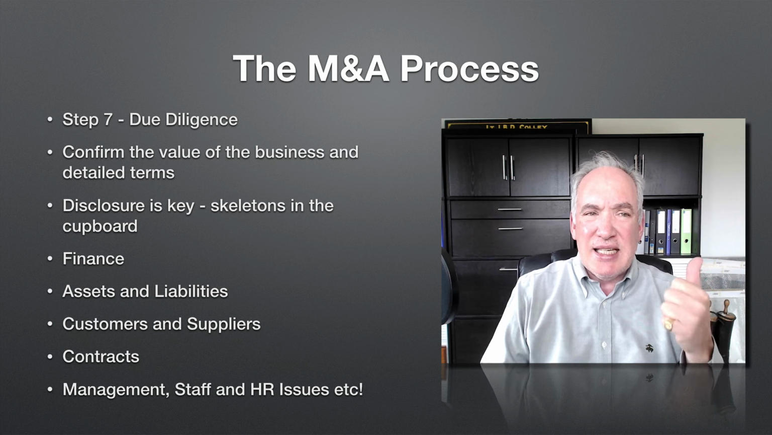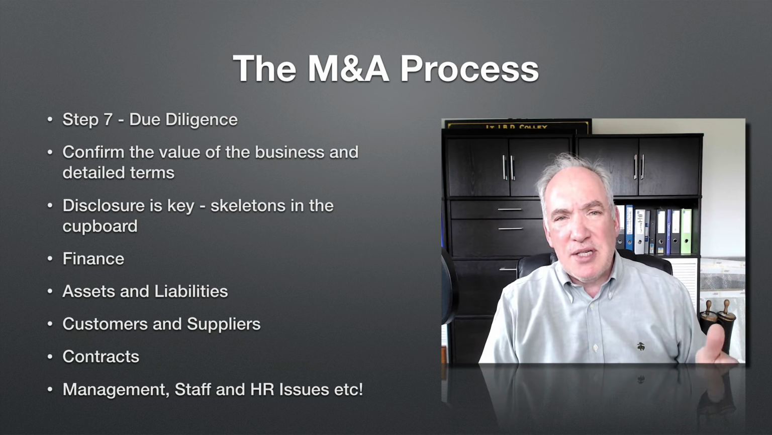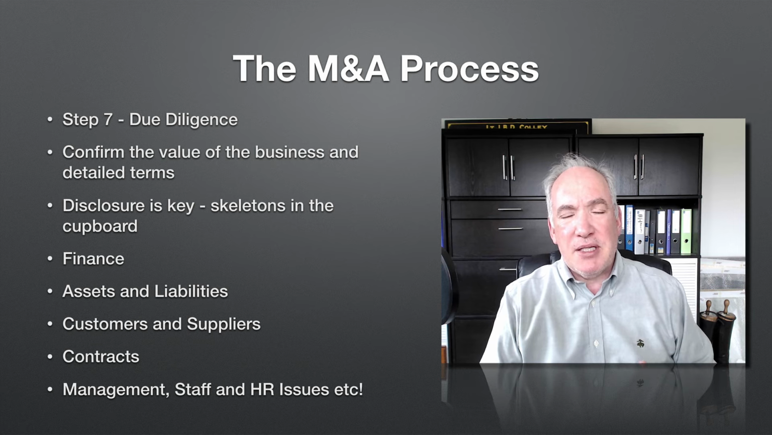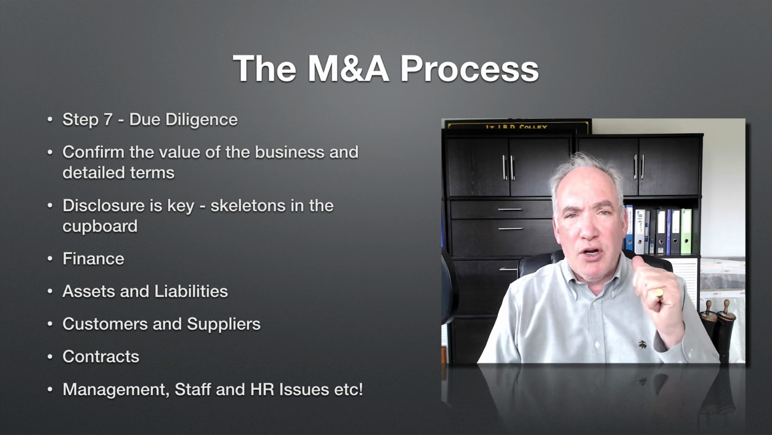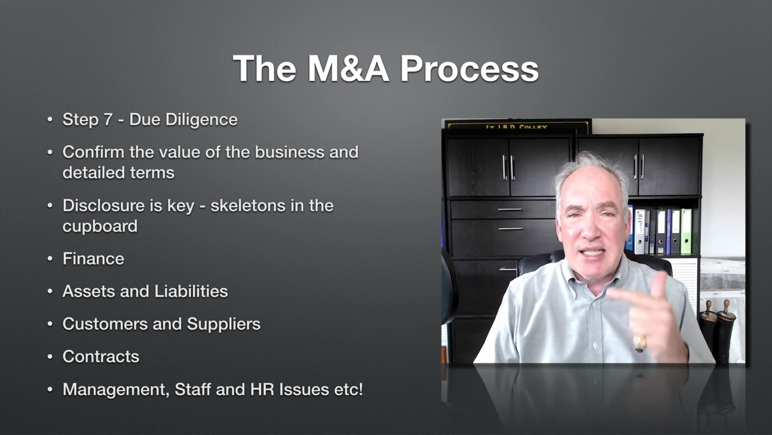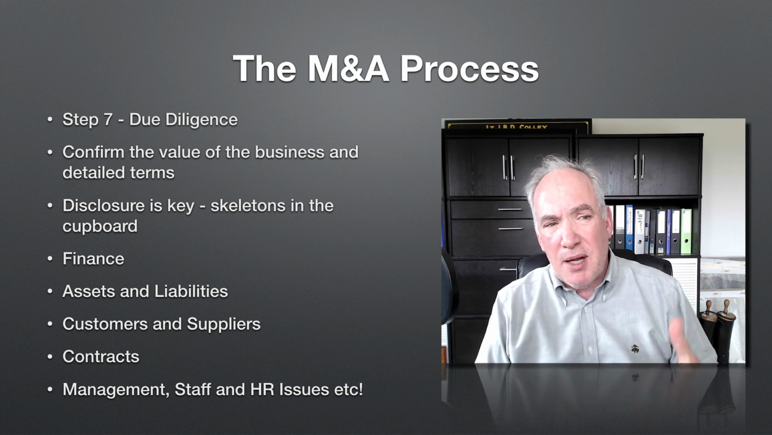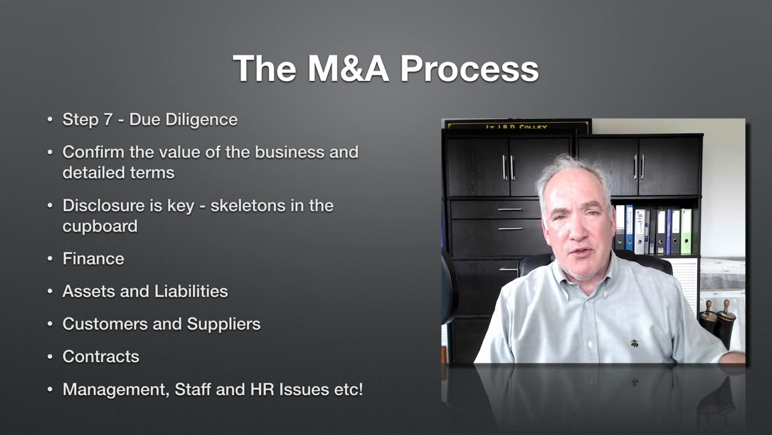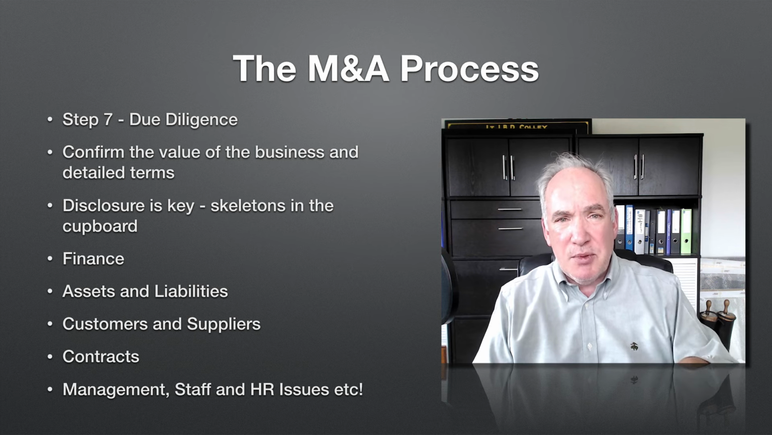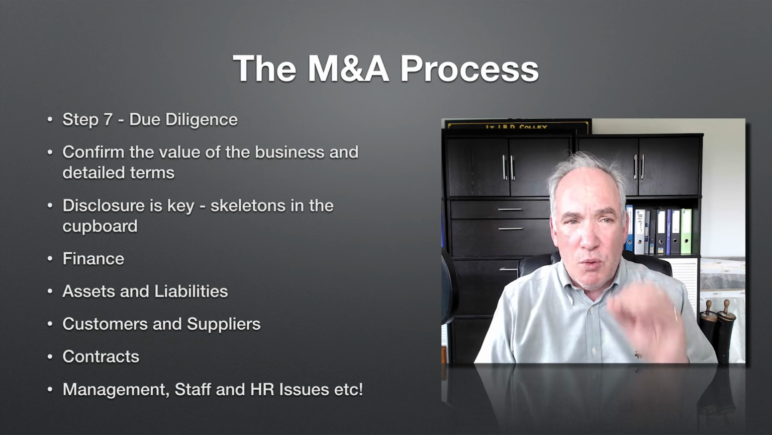The key to this is disclosure. You want to force the sellers to disclose everything, good and bad, about the business. You want to know where the skeletons are in the cupboard. Clearly, you're going to look at the finance, you're going to look at the assets and liabilities of the business, you're going to look at the property, you're going to look at the customers and suppliers, you're going to look at all the contracts with everybody that the company has, from suppliers to customers to employees, anybody they've got a contract with, to the landowner, to the property owners, whatever it is. You want to go through all these.